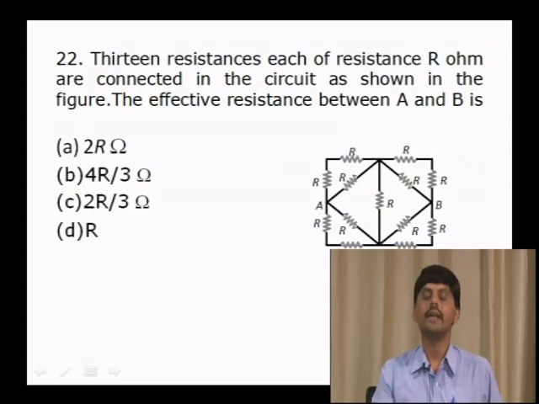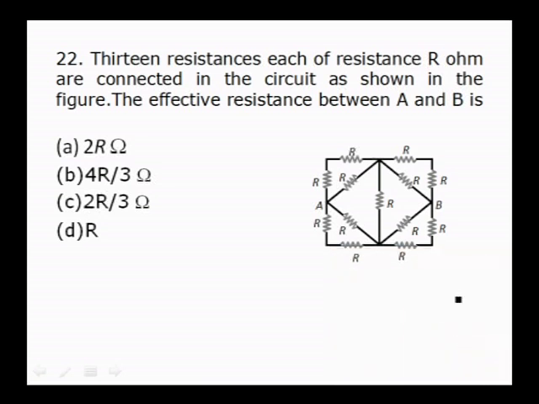Question number 22. 13 resistors, each of resistance R ohm, are connected in this circuit as shown in the figure. The effective resistance between A and B is option A 2R ohm, option B 4R by 3 ohm, option C 2R by 3 ohm and D R ohm. When we observe this figure, it is very complicated, but once we know how to solve it, it becomes very easy.